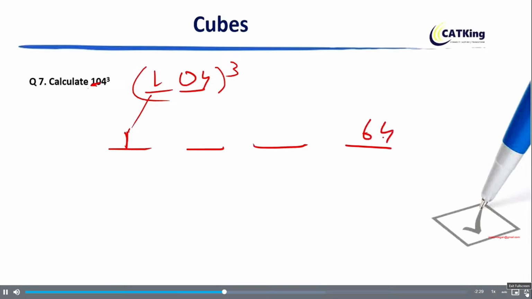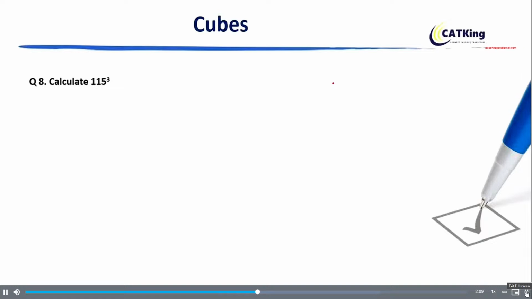I'll write here 64. Next, in this, 1 into 04 into 3. What is this? 12. In this box, 12 into this second digit number. So 12 into 04, which is 48. Simple answer. Just remember this trick and you will be able to take out any cube smoothly.